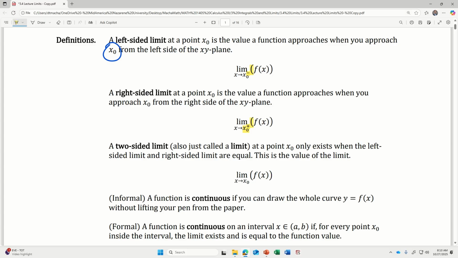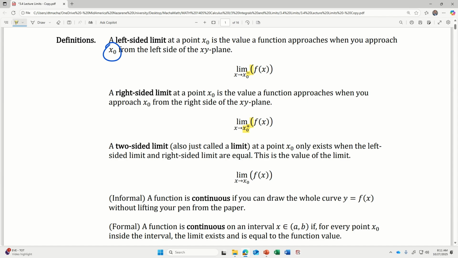Whenever we say a two-sided limit, most people just use the word limit. If you just hear limit, then it's referring to the two-sided limit. And so you've got a point, you're approaching this point from both sides, and you're asking, okay, what values is my function approaching as I approach this point from both sides? And if the right-sided limit and the left-sided limit are both approaching the same value, then that's the value of the two-sided limit. If your right-sided limit and your left-sided limit are approaching different values, then we say the two-sided limit does not exist.